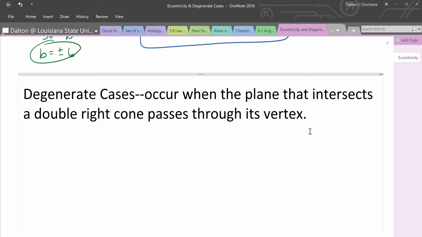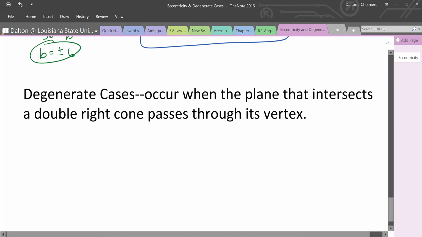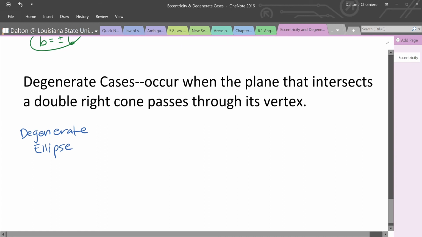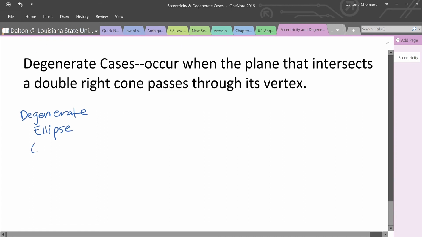But we didn't talk about what happens when we slice the cone and it does not actually intersect, and you get those curves. When that happens, we have 3 options. We can get a degenerate ellipse, which is actually just going to be a point.